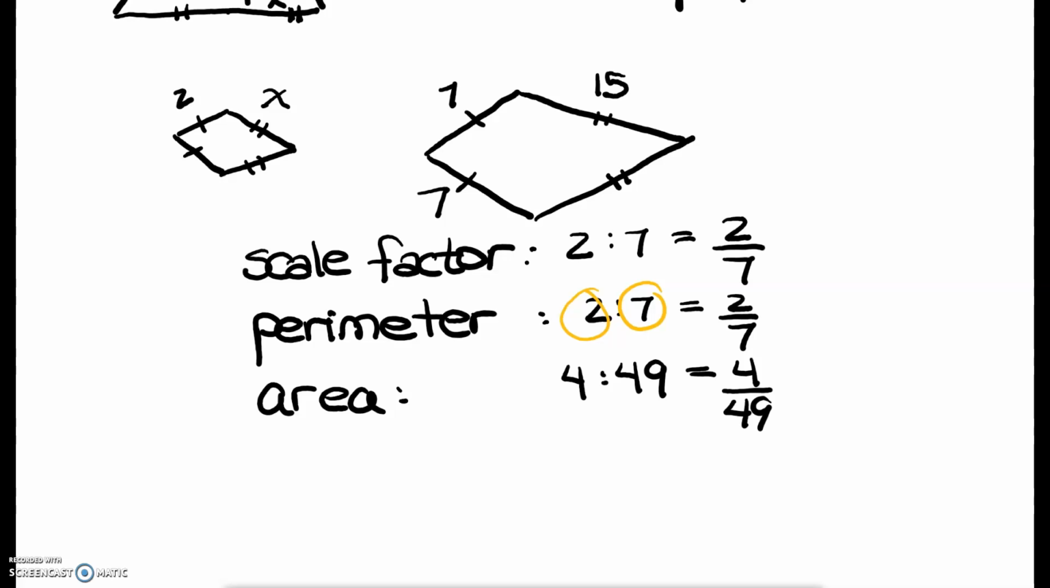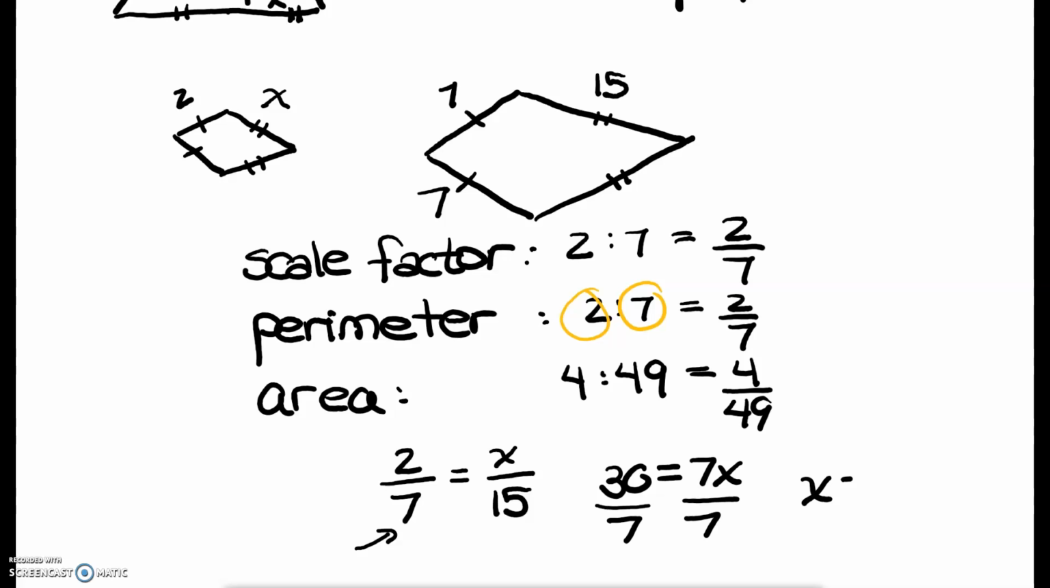So let's go ahead and solve for x in this picture. We're going to set up a proportion. I know that my perimeter ratio is 2 to 7, and that has to equal 15 to x, because 15 is on the larger figure, so it matches up with the larger number. Then all I'm going to do is cross multiply. So I get 30 equals 7x, and when I divide by 7, I get x equals 30 over 7.